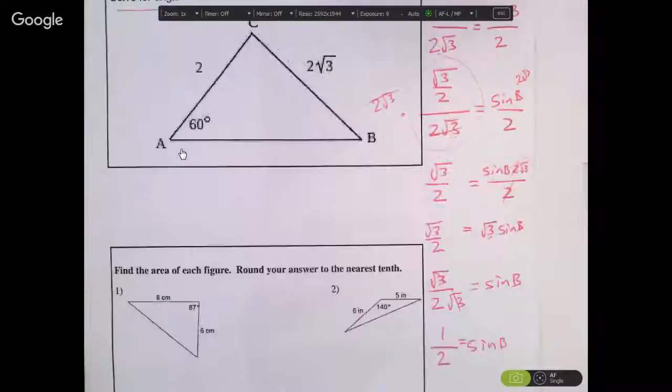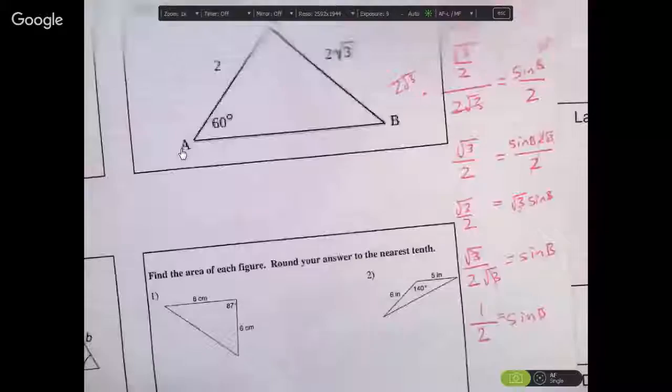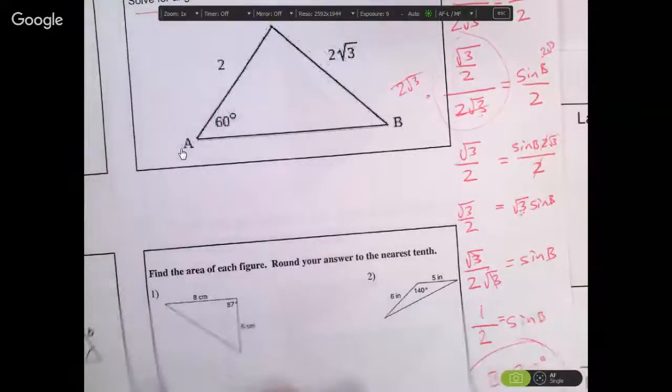Then the $1 million question: B equals what? I need to find out where sine is 1/2. Oh, 30 degrees. Obviously, it's 30 degrees. Because sine of 30 degrees is 1/2. We just did that. So B equals 30 degrees. And it's just that simple.